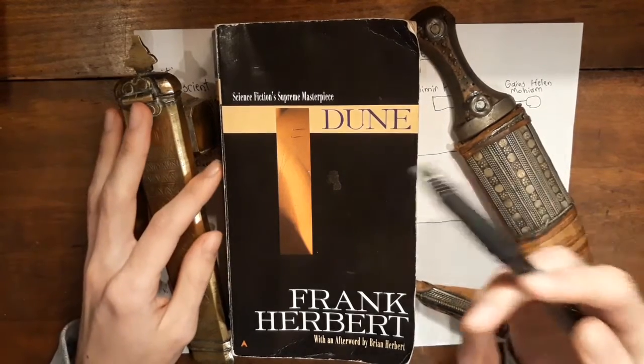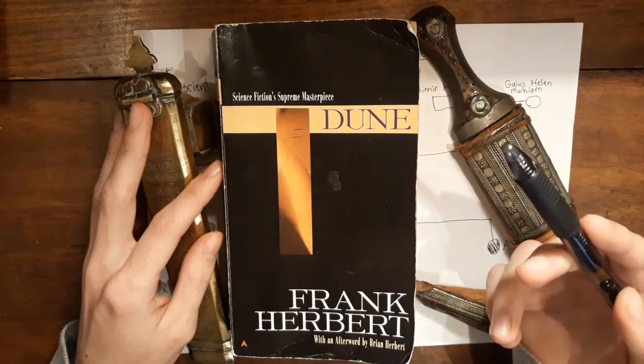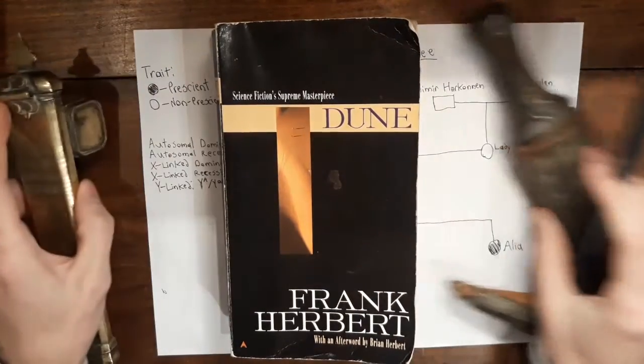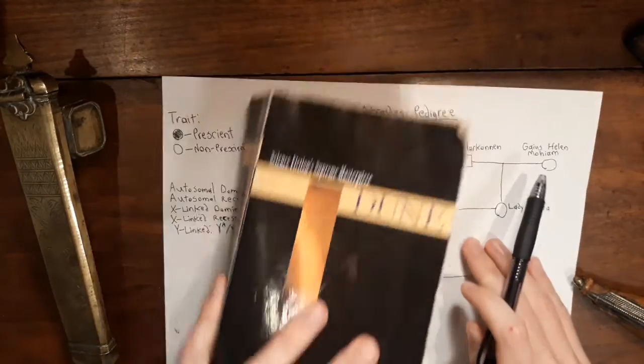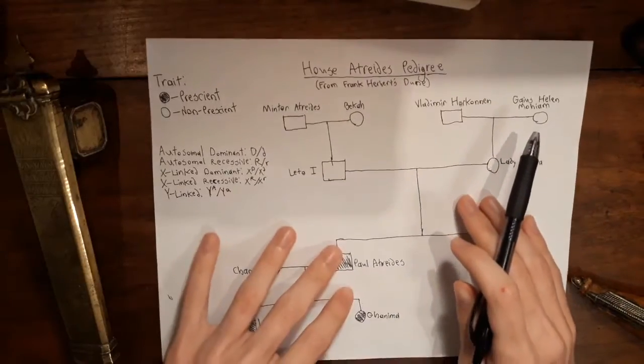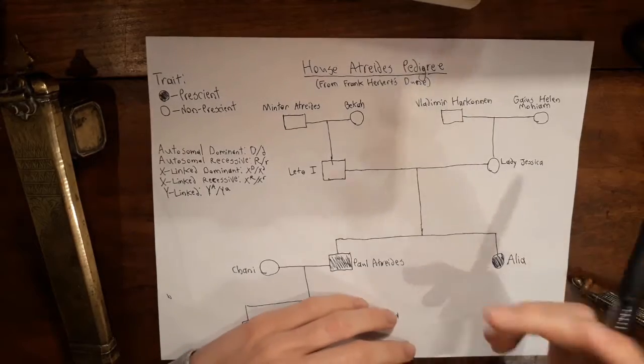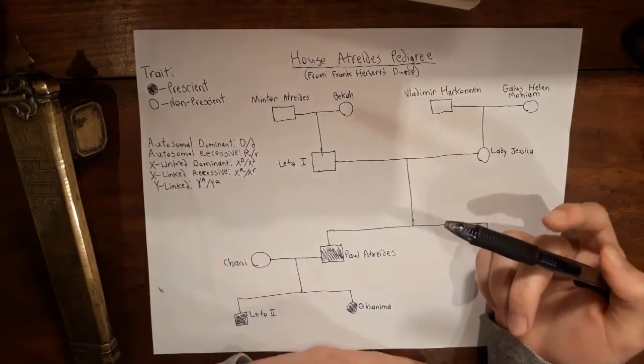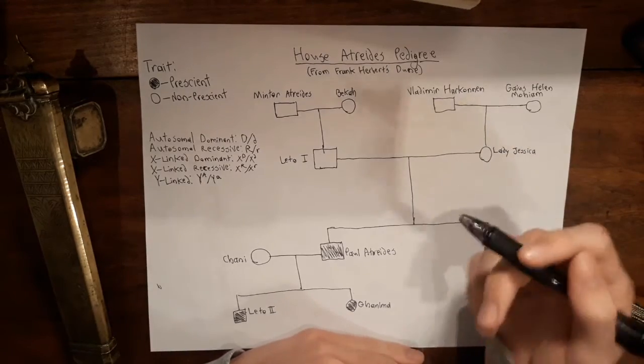Today, I will be giving an example of how to determine modes of inheritance for a gene by looking at a pedigree for House Atreides from the Dune Chronicles, a series of science fiction novels by Frank Herbert. In the novels, a society of witches known as the Bene Gesserit have been attempting to breed people for millennia to produce a trait known as prescience, the ability to see into the past and future.